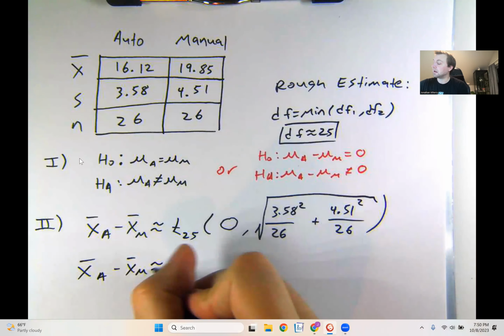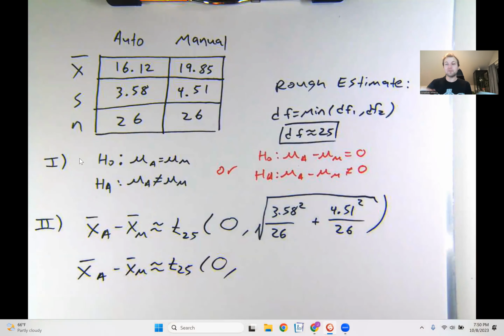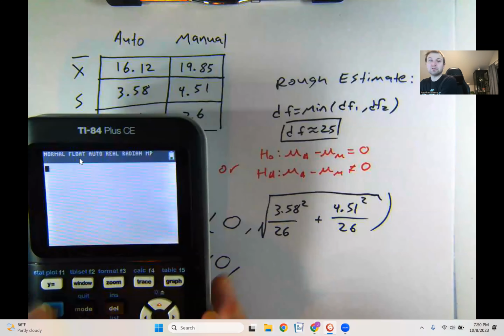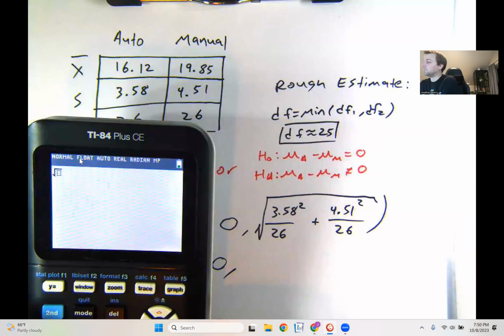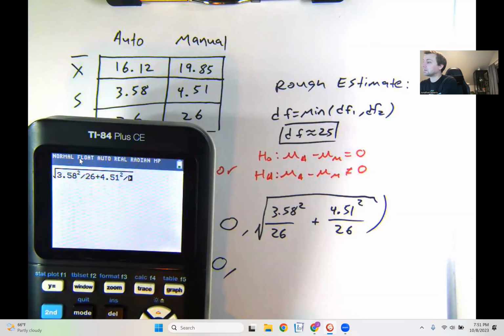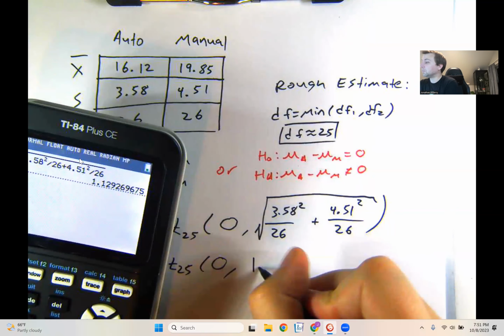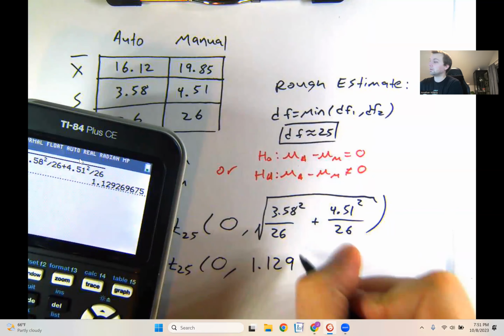I'm going to type that standard deviation. You might call it a standard error because it's based off of sample data. So I'm being a little loose with the vocab there because it's kind of filling 2 roles. 3.58 squared over 26 and 4.51 squared over 26. When I do this, I get a standard deviation for my model of 1.129 or so.